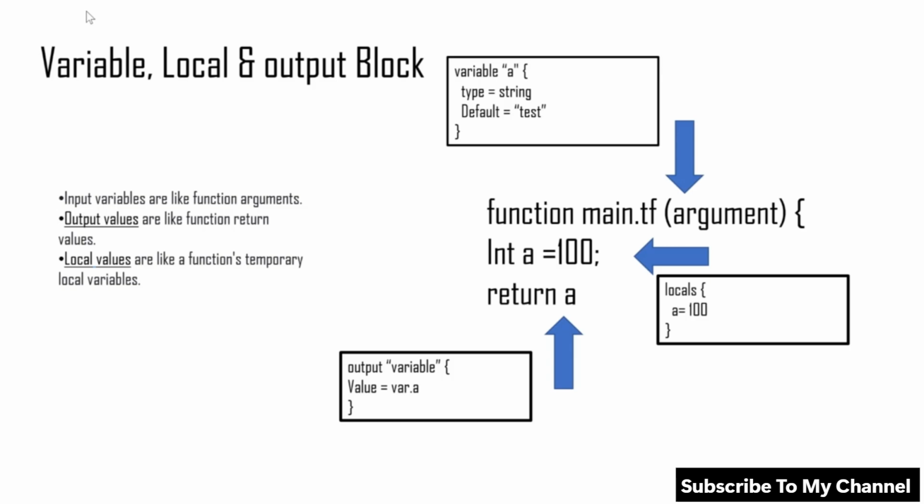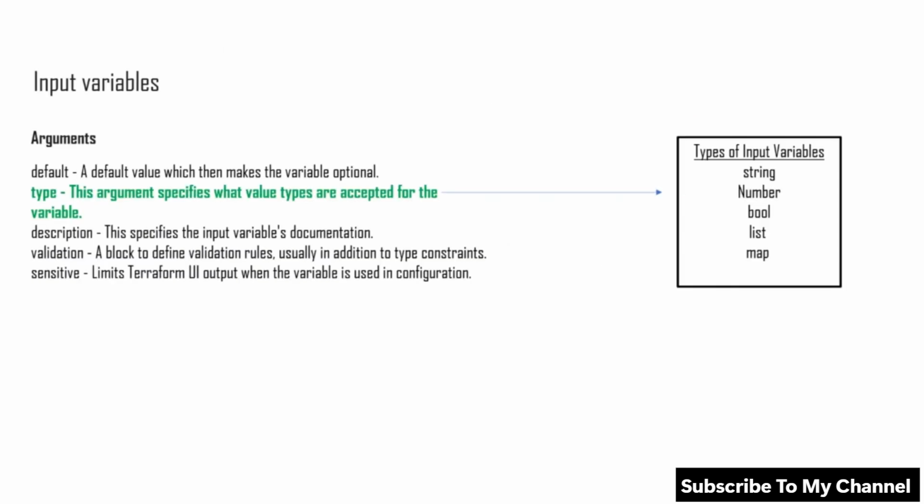Now let's assume that you want to return your function to another module, for example. Then you can use an output block. So for example, here I've created an output variable, and this particular variable I have defined as var.a. That basically means that it will take in the value of 100 that I have defined in my local. So based on this, you could consider the input variables like the function arguments. The output values are basically the function return values, and the local values are basically the function's temporary local variables whose scope is defined within that particular function.